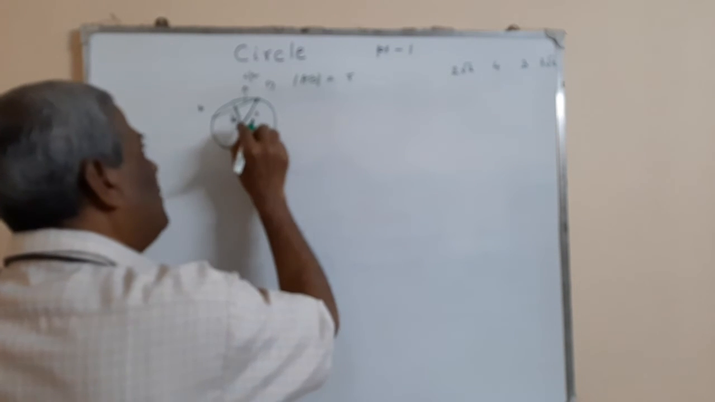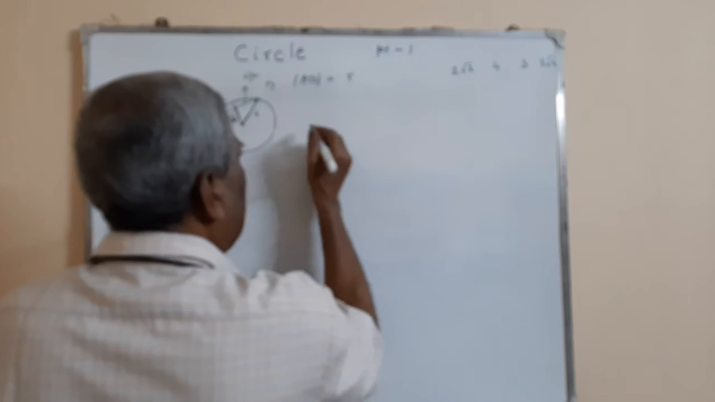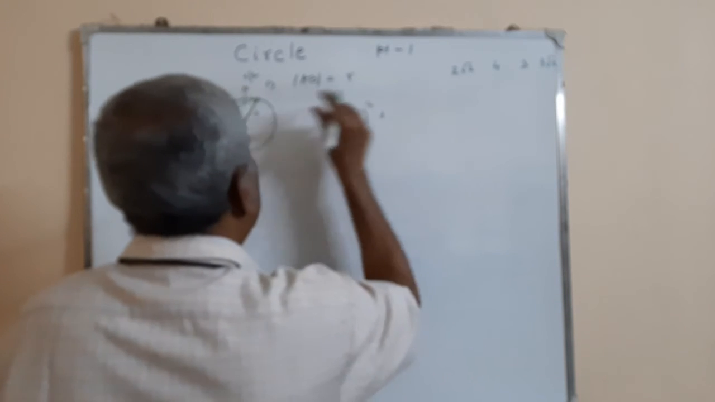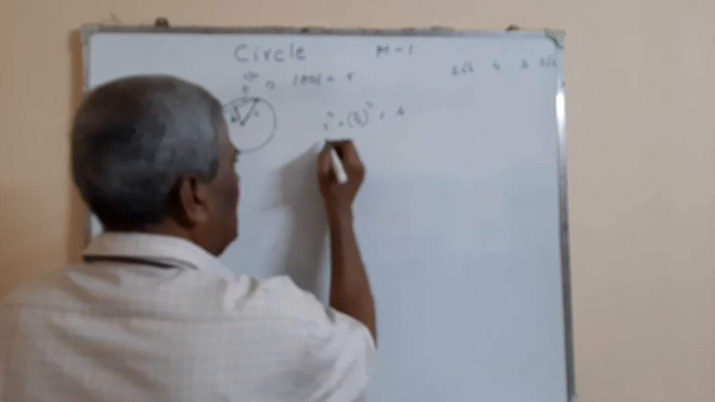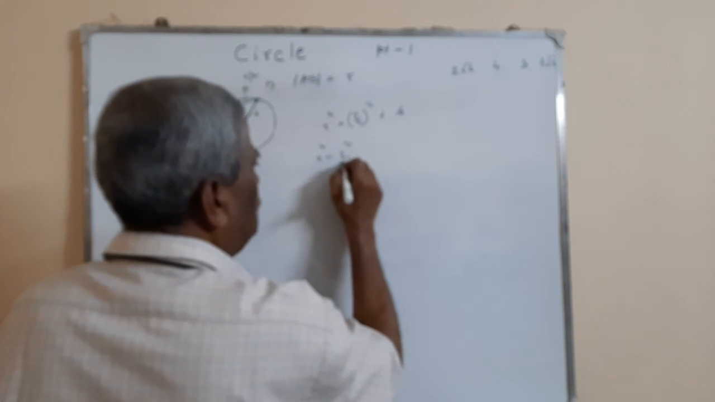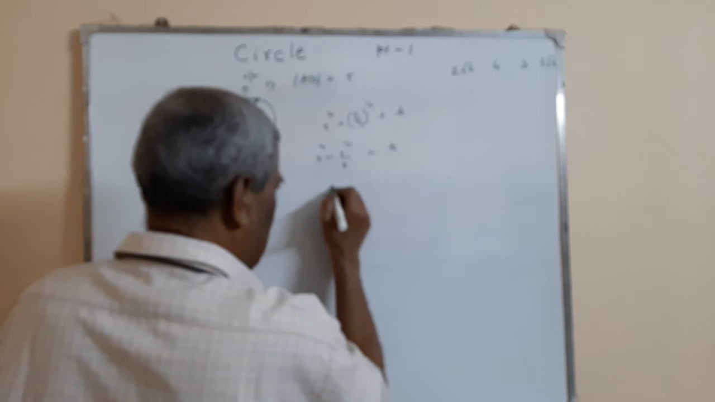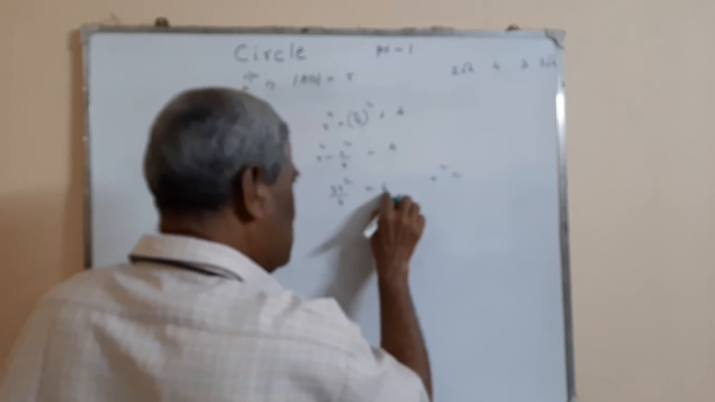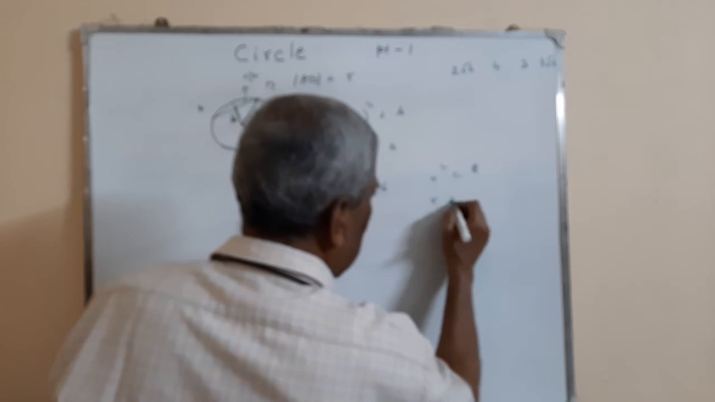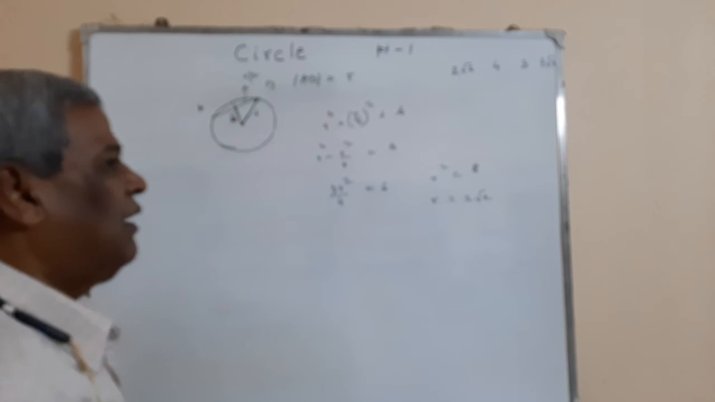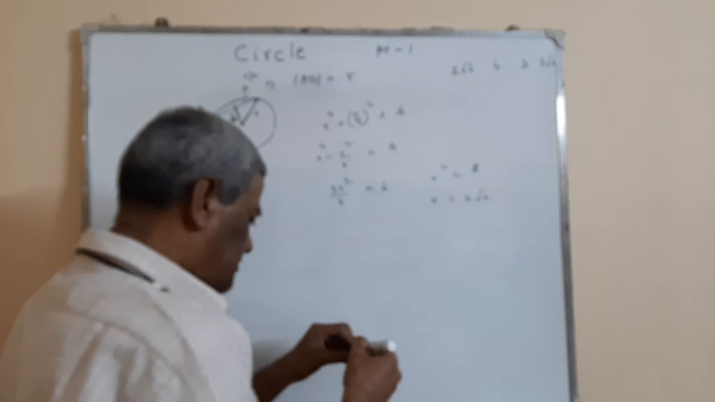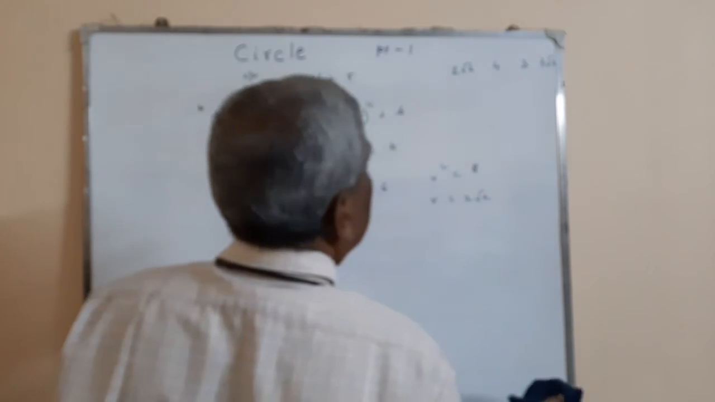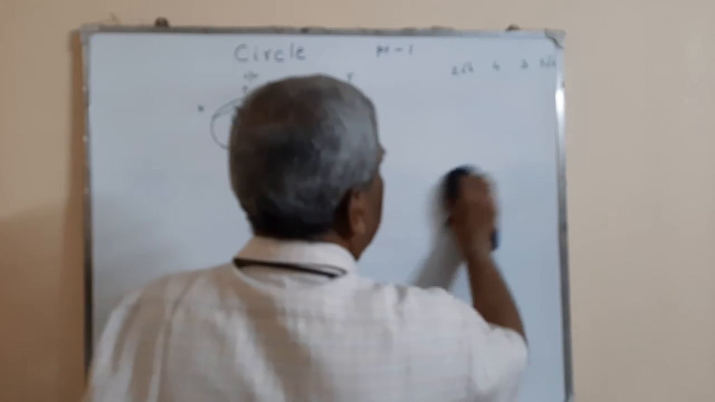So this is R. Now from this triangle, by the Pythagoras theorem, R square is equal to R by 2 whole square plus √6 whole square, 6. That is R square minus R square by 4 is equal to 6. That is 3 R square by 4 is equal to 6. So R square is equal to 8. So R is equal to 2 √2. The radius of the circle is 2 √2. Now let us take our next problem.